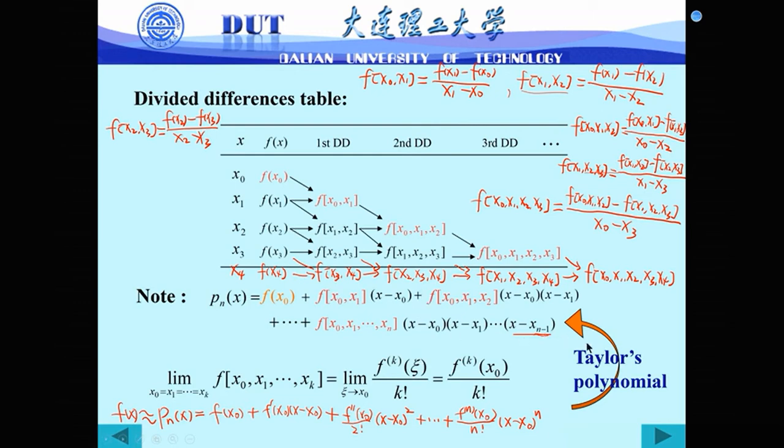So that means the Taylor's polynomial is the limit of Newton's polynomial. Can you understand? So this is the relation between Taylor's polynomial and Newton's polynomial.